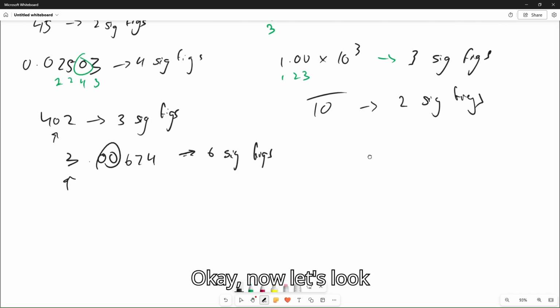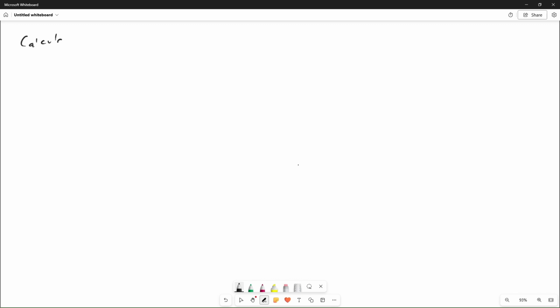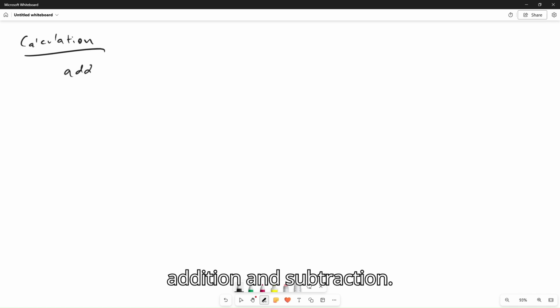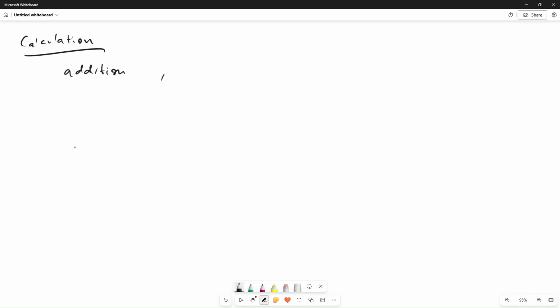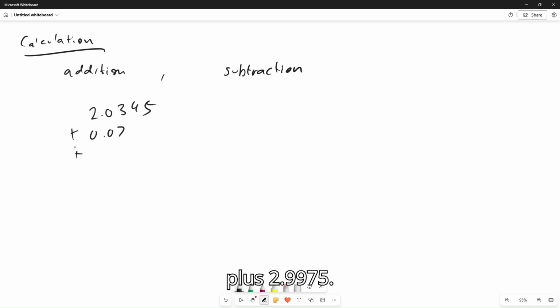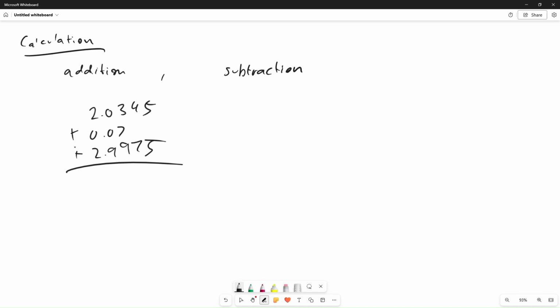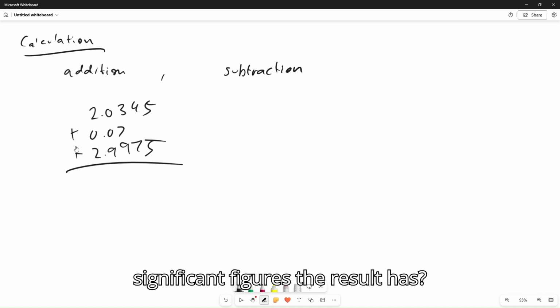Okay, now let's look into significant figures in calculations. Let's say we're dealing with addition and subtraction. In both of these scenarios, let's say we have 2.0345 plus 0.07 plus 2.9975, and I want you to find the answer. So how do we know how many significant figures the result has?